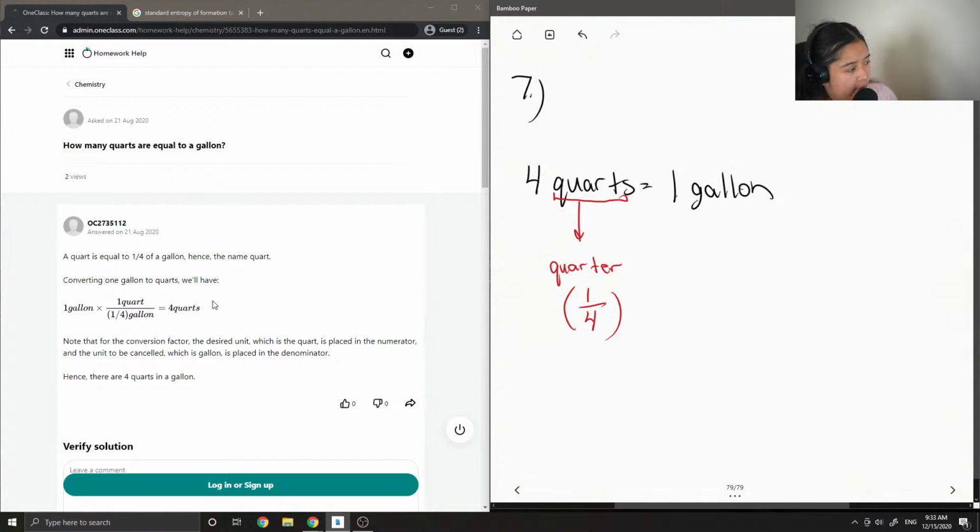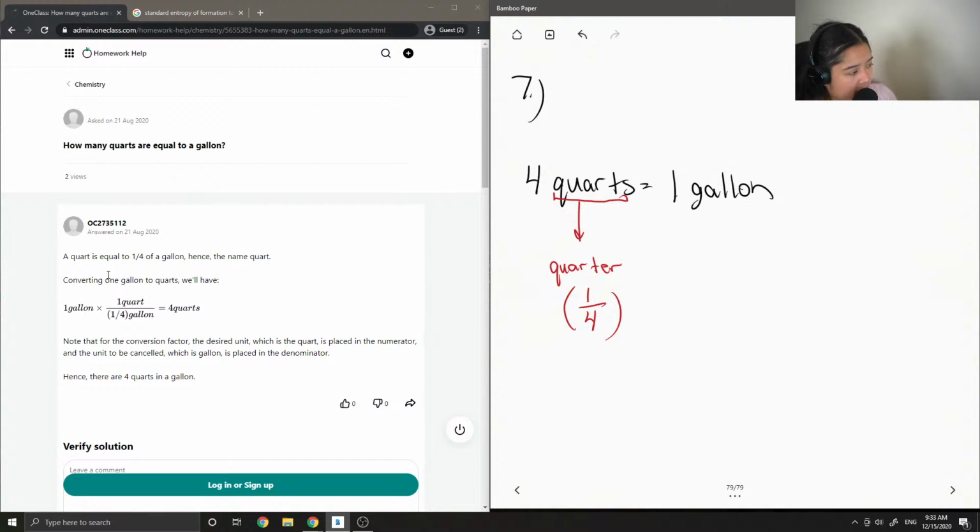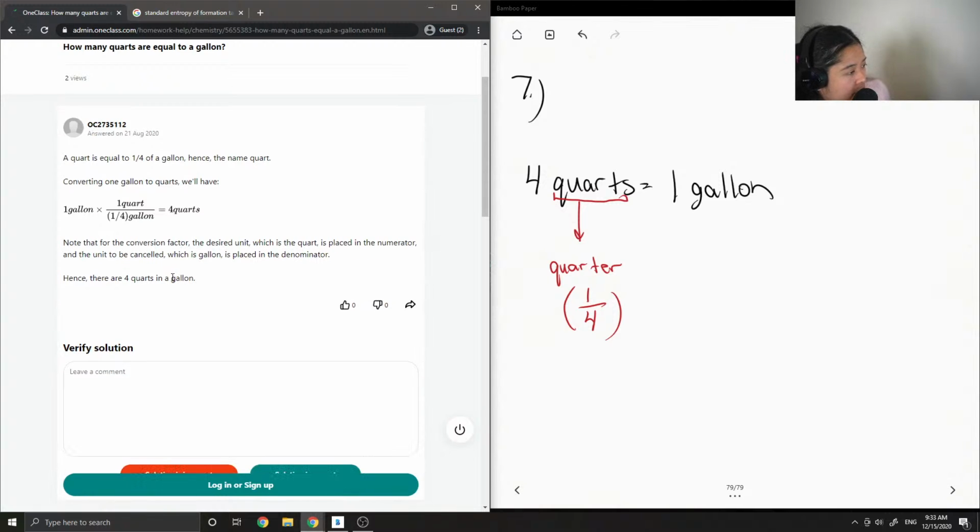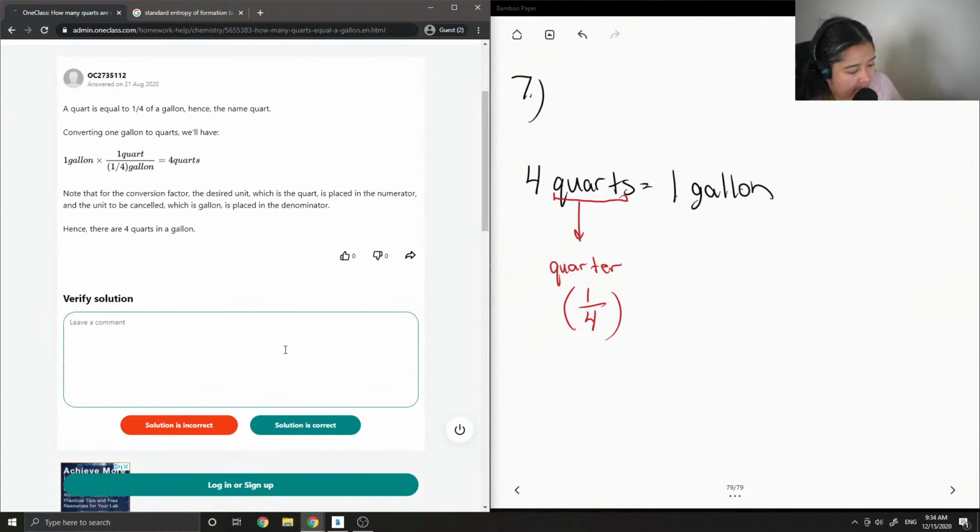So let's see what the junior tutor said. A quart is equal to 1/4 of a gallon, hence the name quart. Converting 1 gallon to quarts, we'll have 1 gallon times 1 quart over 1/4 gallon is equal to 4 quarts. Note that for the conversion factor, the desired unit, which is the quart, is placed in the numerator, and the unit to be cancelled, which is gallon, is placed in the denominator. Hence, there are 4 quarts in a gallon. Yep, so this solution is correct.